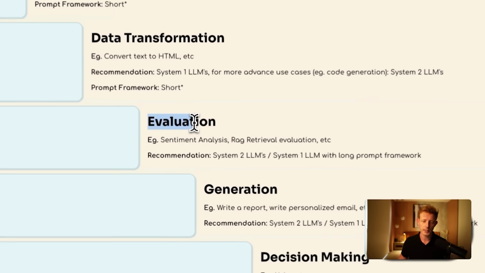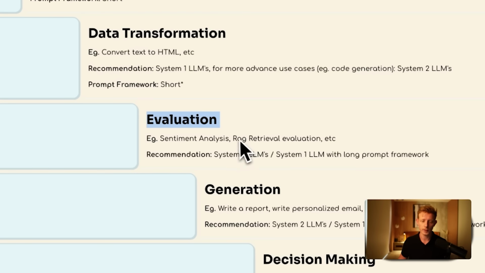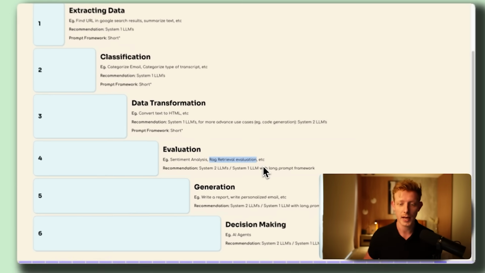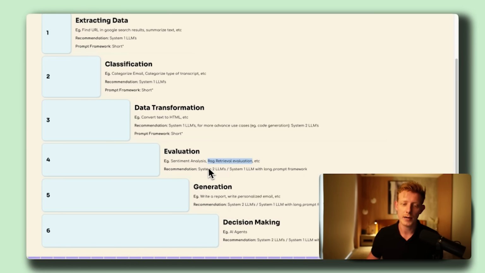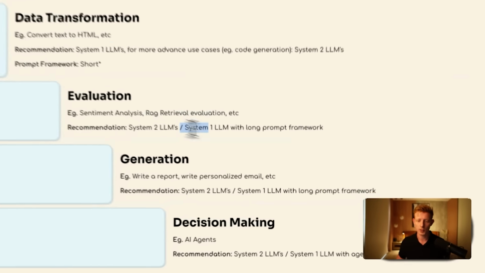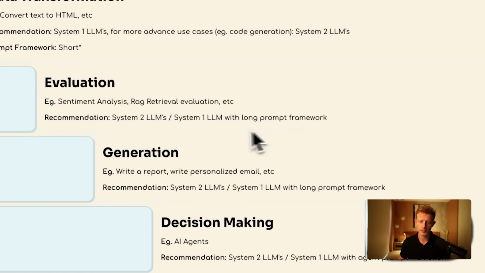Then we have evaluation. Generally, they're also very good at evaluation, for example, sentiment analysis or RAG retrieval evaluation, which is a common use case when you're using AI agents. Here we can go with reasoning models. I tend to see with evaluation or sentiment analysis, because it's sort of subjective, reasoning models can sometimes perform better, or we can still use non-reasoning models with long prompting frameworks, in my experience.